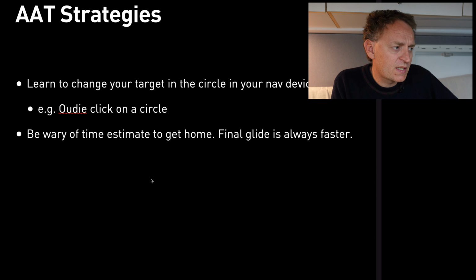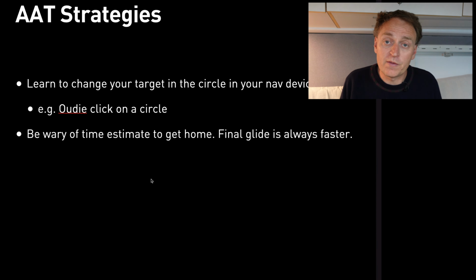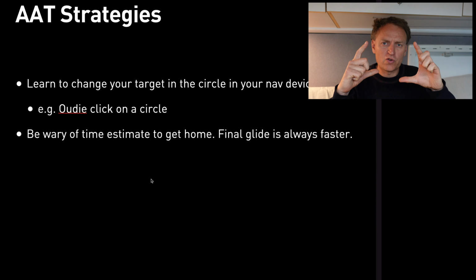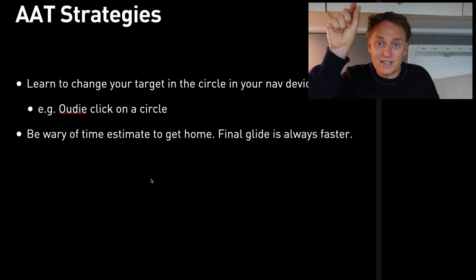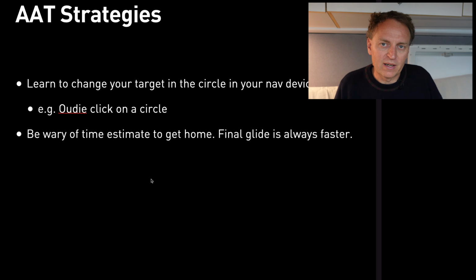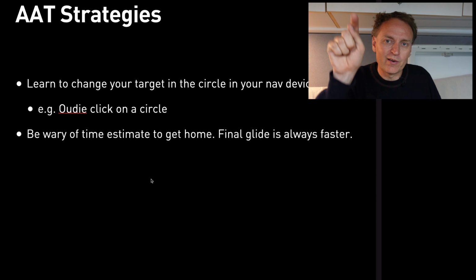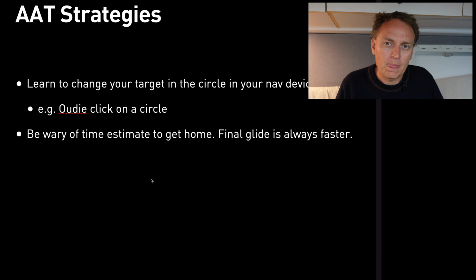Some tricks and tips. Learn to change the target of where you're going in the circle on your navigation device. So all of them let you do this. You've got a big circle. You can, for example, on an Audi, click on that circle, make sure it's selected the AAT circle, not airspace or a waypoint or something like that. And then you can choose where in that circle you're aiming to go. And that will adjust all your calculations on final glide, how far you've got left in your task, and your estimated time to get home will all be calculated based on that new position you've set.